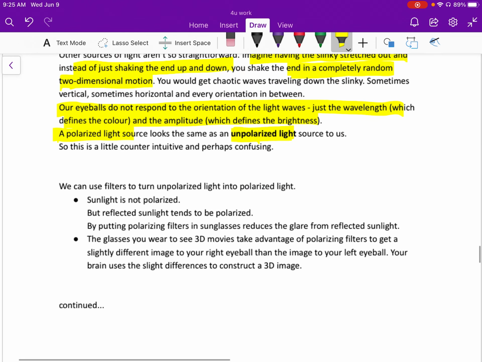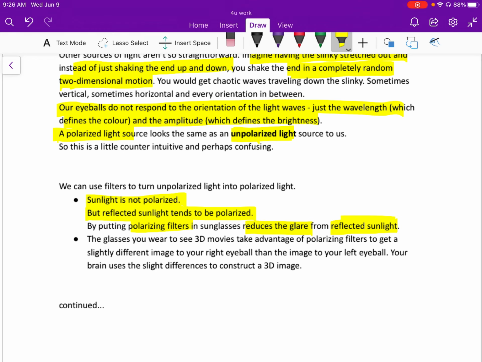Back to this, the light that comes off our sun is not polarized. It's totally random. But when it reflects off something shiny like water or sometimes off a road, that reflected light tends to get polarized a little bit. So if we put the appropriate polarizing filters into sunglasses, we can remove that component of the reflected light, which basically eliminates the glare. So polarized sunglasses are eliminating the reflected sunlight so you don't see the glare off water or the ground or glass or whatever you happen to be looking at.